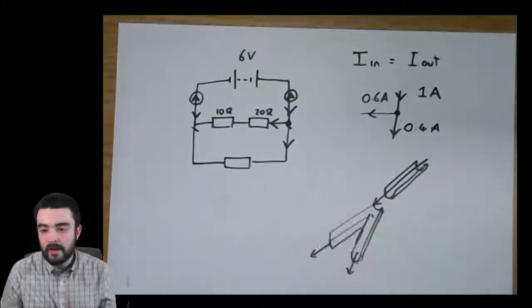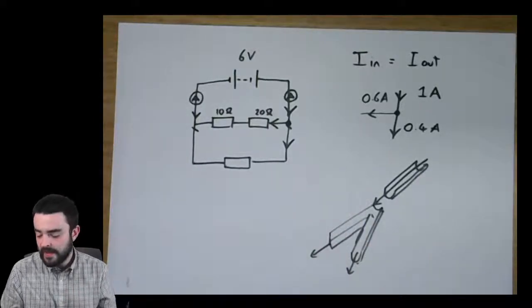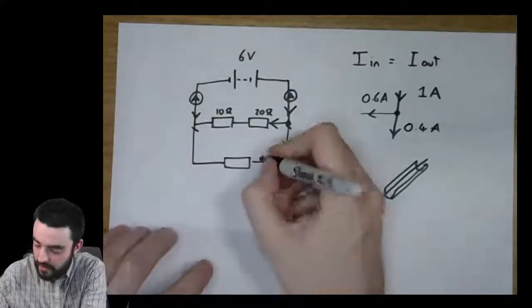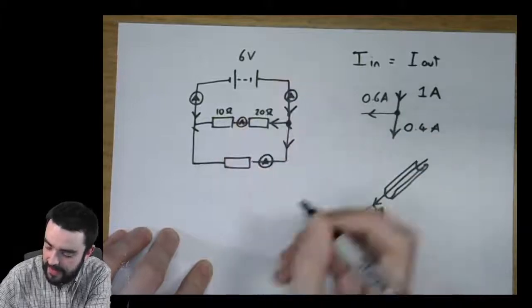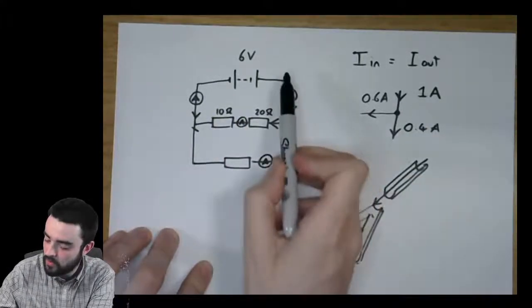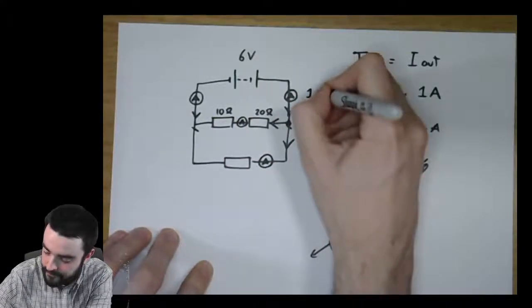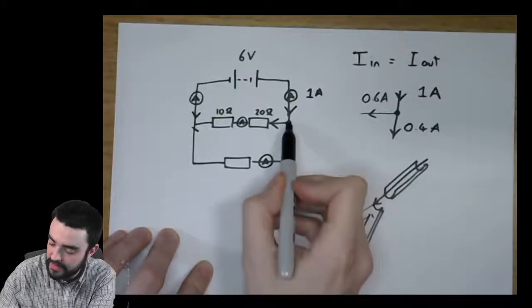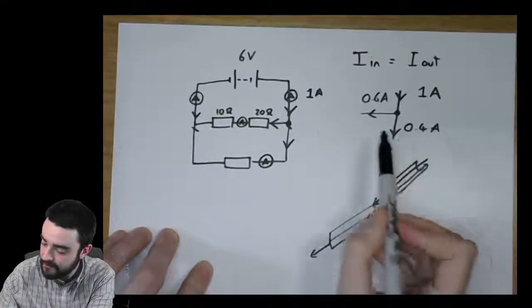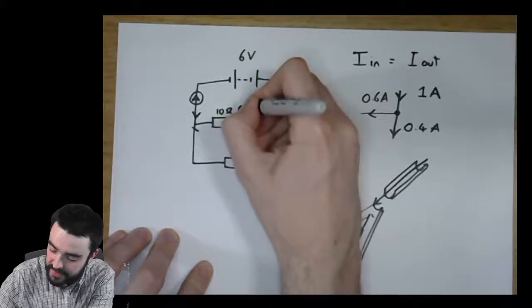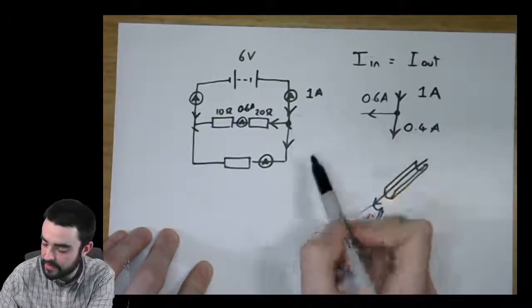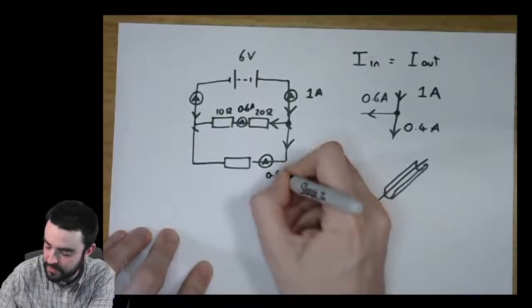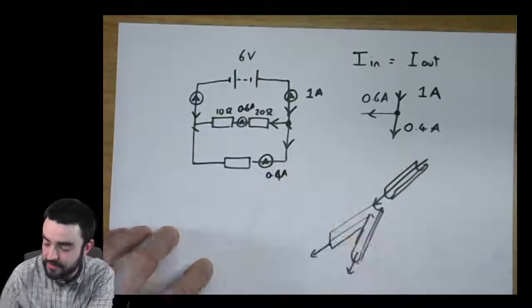So we can work out what the current through this is going to be. So if we did put an ammeter down there and an ammeter in here, we would know that 1 amp is coming in. We know that at this junction it's splitting. 0.6 amps is going that way, and 0.4 amps is going down there.